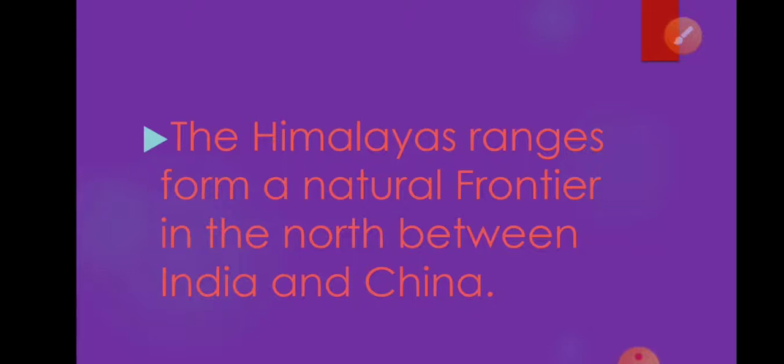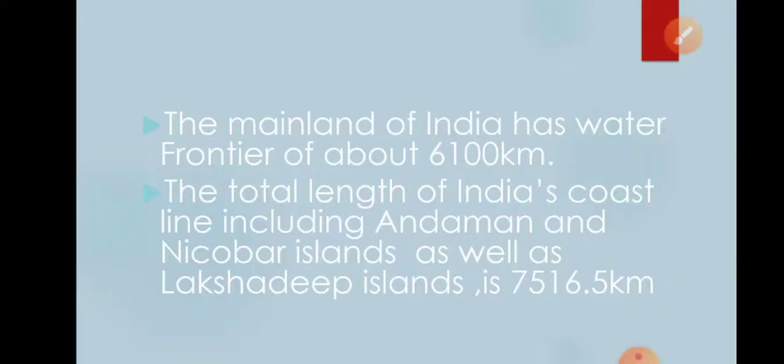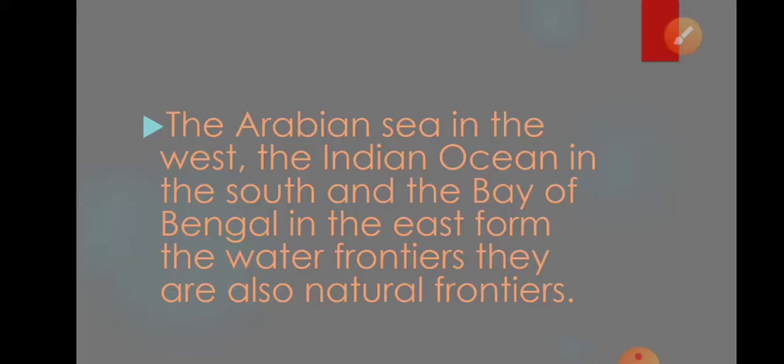When we talk about the water frontiers, the mainland of India has a water frontier of about 6100 kilometers. Children, the total length of India's coastline, including the Andaman and Nicobar Islands as well as Lakshadweep, is 7,516.5 kilometers.